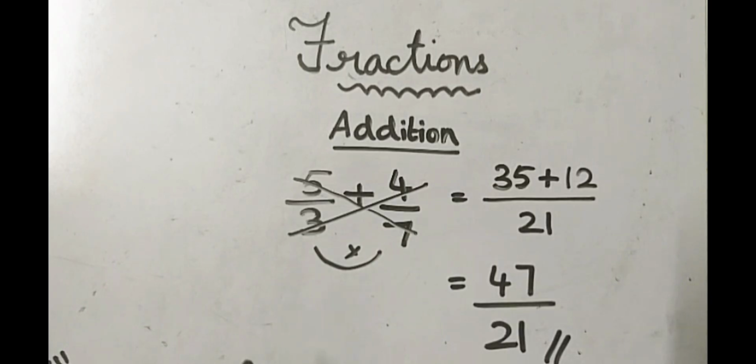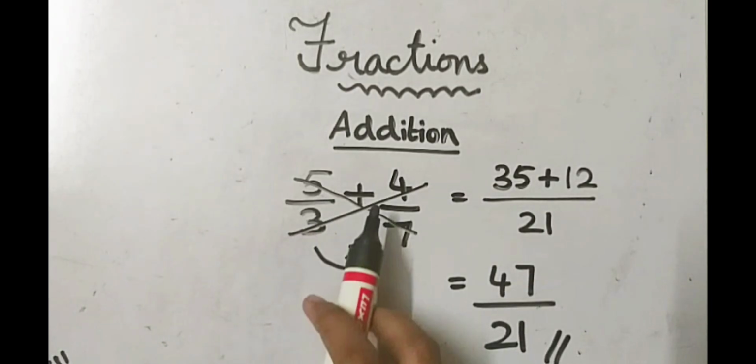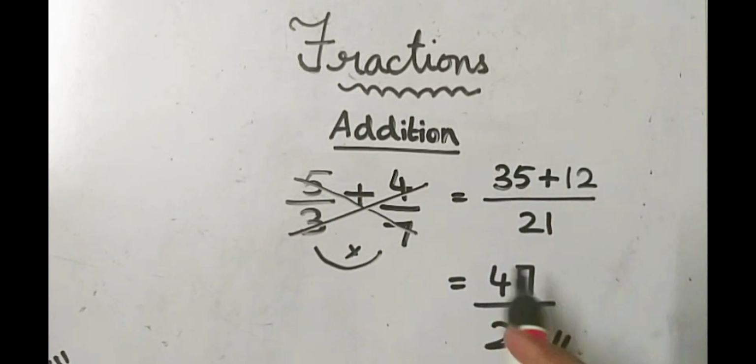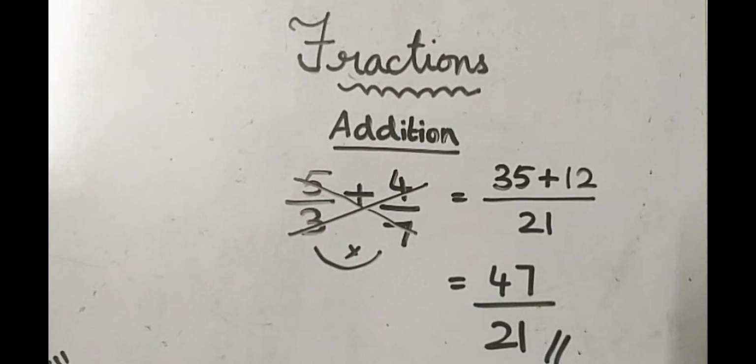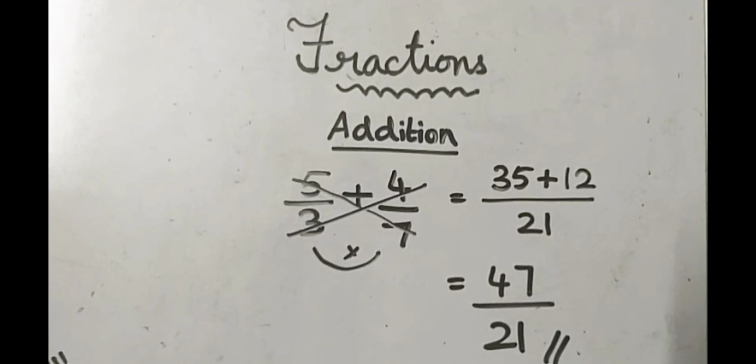That's it. Understood? First you have to do cross multiplication, then add the both, then multiply the denominator. That's it. This is the way of doing addition of fractions. Next we will do subtraction of fractions.